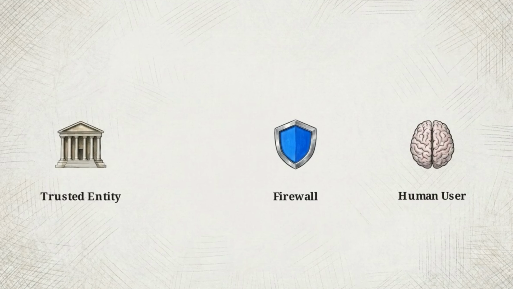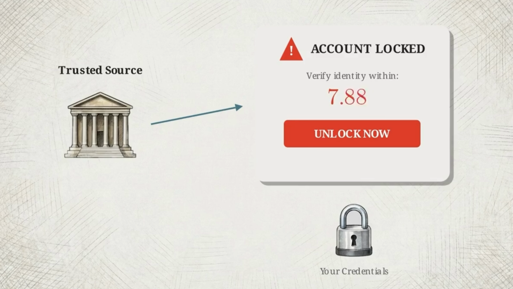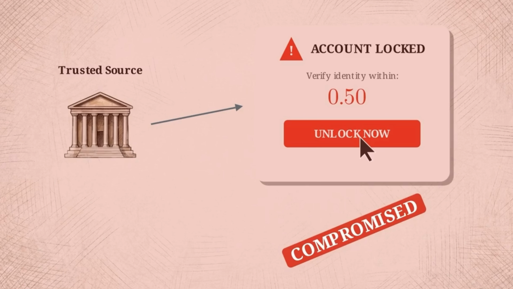Attackers target human emotions because fear and urgency bypass firewalls easily. In phishing and social engineering attacks, criminals disguise themselves as your bank, a delivery service, or your boss. They manufacture a crisis, like a locked account or a failed payment, forcing you to rush, skip basic verification, and hand over your credentials voluntarily.